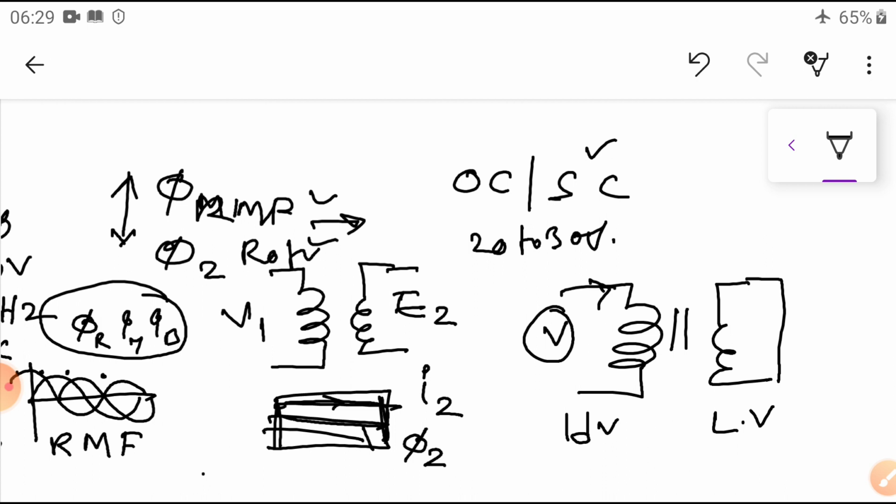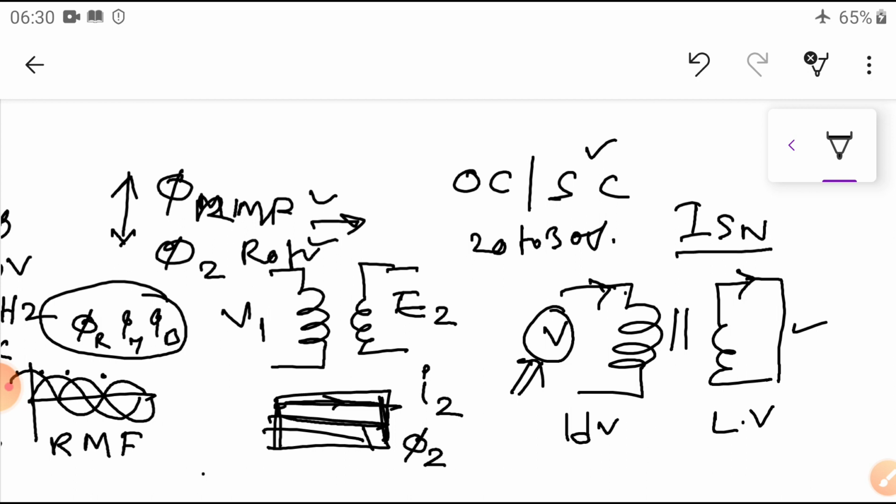But in this case, we have given the full rated voltage to the primary, the stator side. Then you can expect how much more current is produced in the secondary. We have seen that this is equal to ISN, the short circuit current at normal voltage.